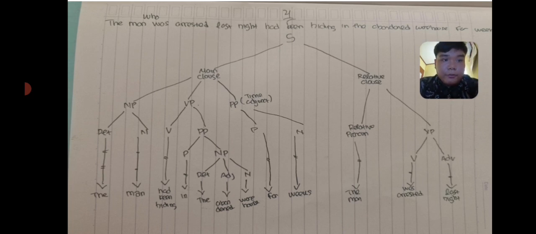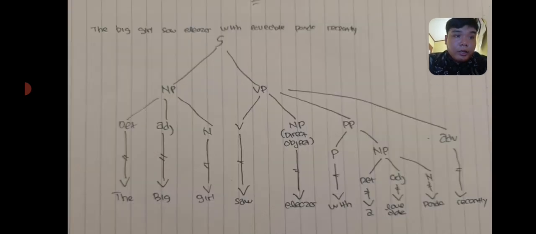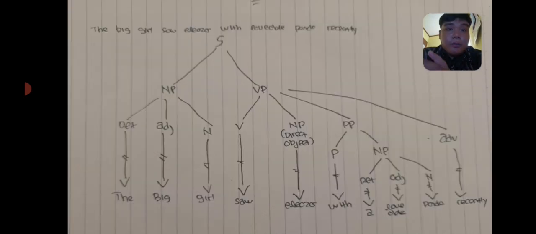Next, the last one, number five. Okay, in here number five the sentence is the big girl saw Eleazar with a lovable panda recently. In this sentence, we're gonna divide it into two phrases. It is noun phrase and verb phrase. In the noun phrase, there are determiner, adjective, and noun. The determiner is the, the adjective is big, and the noun is girl.